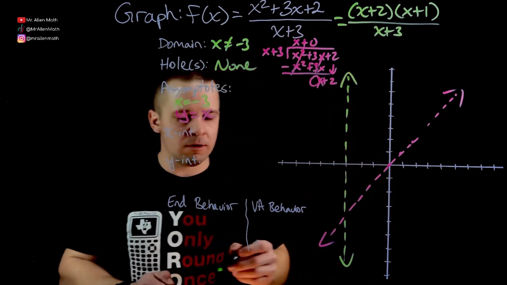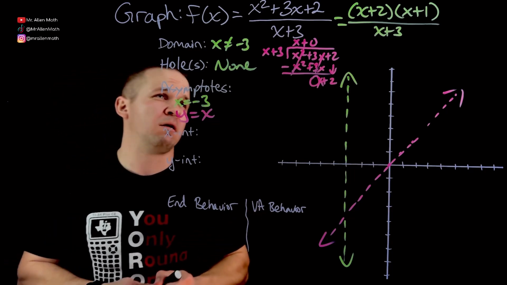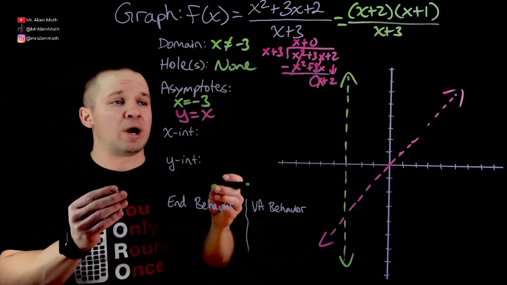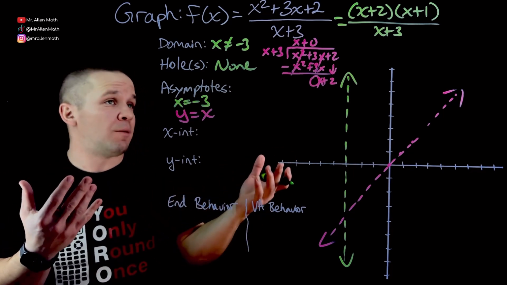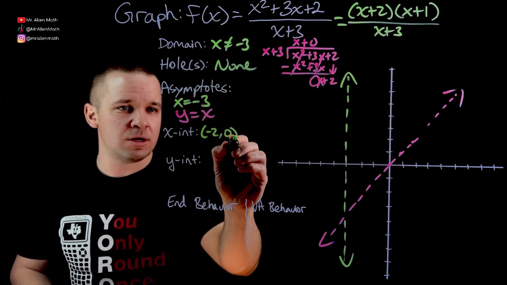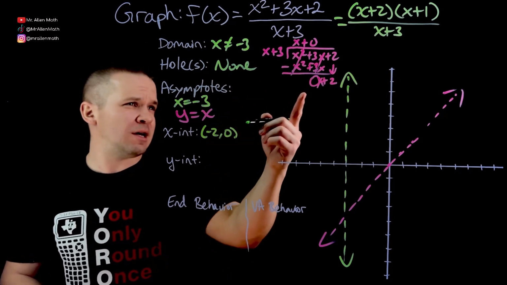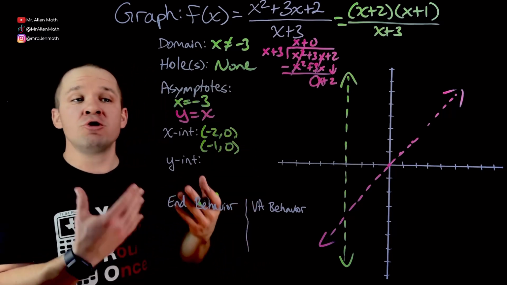Lovely. All right. And now, let's see here. X-intercepts. All right. Well, x-intercept will be whatever's left in my numerator after any kind of canceling. And we got a couple things here. I've got x plus 2, so it's going to be negative 2 comma 0. And also, we've got negative 1 comma 0. Right? So it's whatever would make my numerator 0.